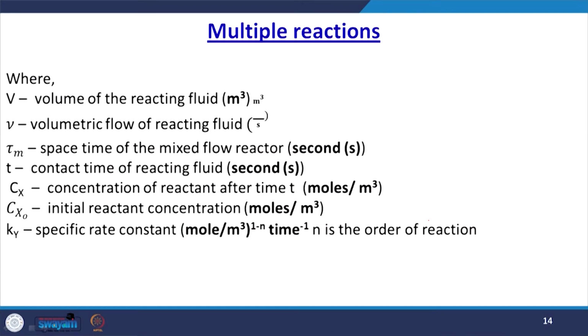As is evident, V is the volume of the reacting fluid, represented in meter cube. Then nu is the volumetric flow rate of the reacting fluid, whose units are always represented as second inverse. Then tau m is the space time of the mixed flow reactor. Then T is the contact time of the reacting fluid, Cx is the concentration of the reactant after time t, and Cx naught is the initial reactant concentration.